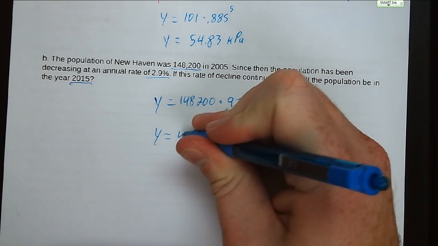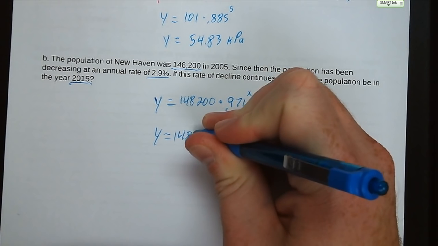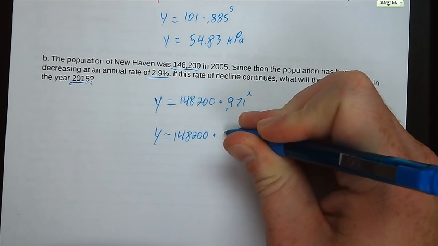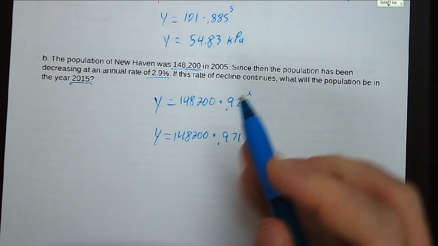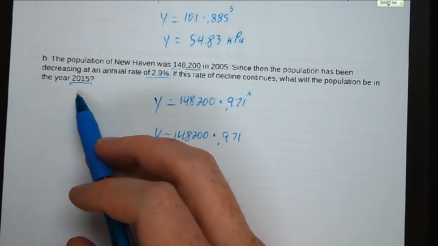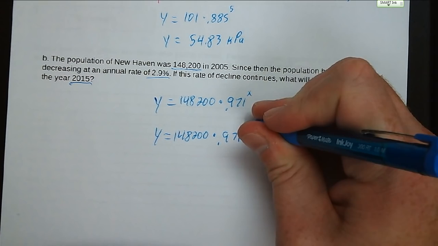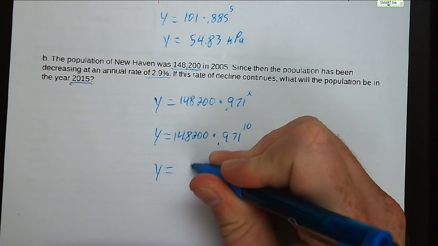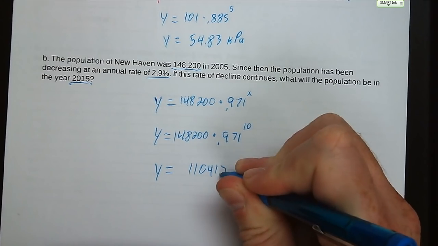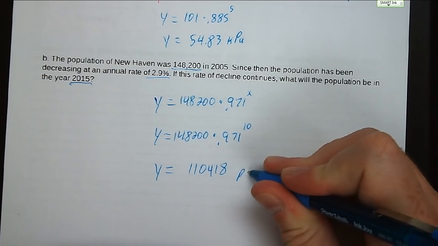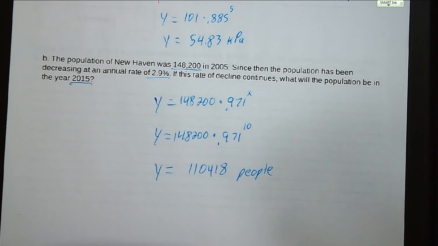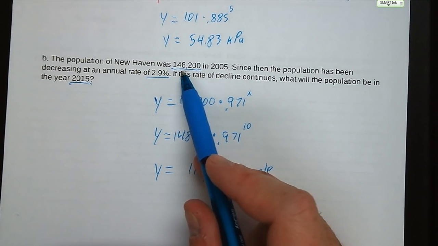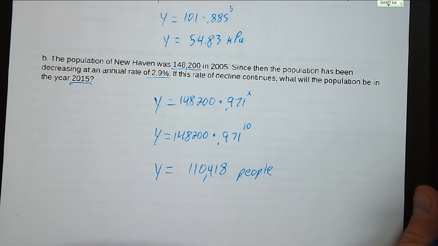So we have 148,200 times 0.971, and we're going from 2005 to 2015, so that is 10 years, so to the 10th power, and y is going to be equal to 110,418 approximately people. So approximately 110,418 of the 148,200 are going to still be there 10 years later, if this trend continued, which it doesn't necessarily.